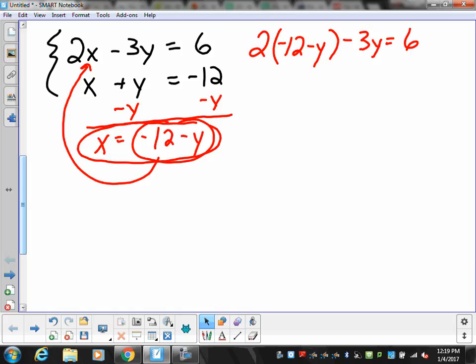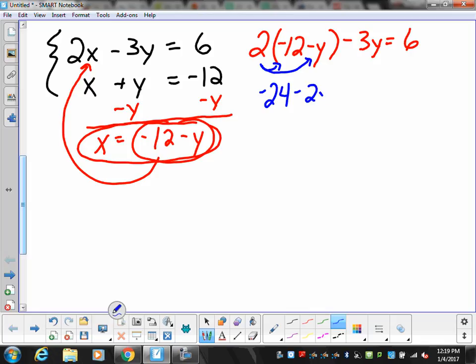Alright, so once you got the equation with just one variable, now I need to solve for that y. So I'm going to start by distributing my 2. 2 times negative 12 is negative 24. 2 times negative y is a minus 2y. Minus 3y equals 6. And so first step there, all I did was distribute the 2.